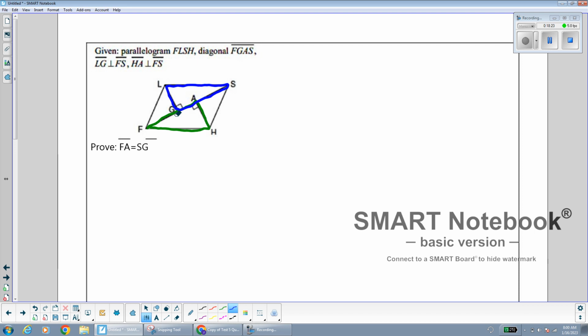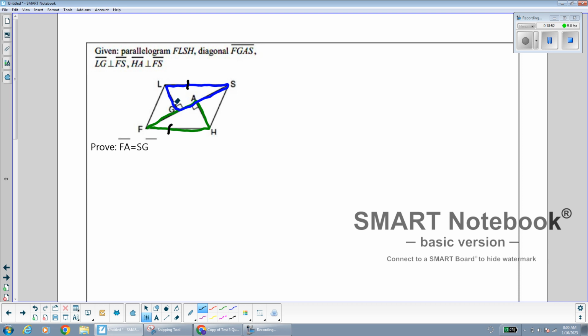So now that I know the two triangles I'm focusing on, I can think about which properties of parallelograms would give me information inside these two triangles, because that's what I'm interested in. The first thing I think about is opposite sides of a parallelogram. Opposite sides are congruent, and that would give me LS congruent to FH. That would be super helpful, because that's a side of each of the two triangles.